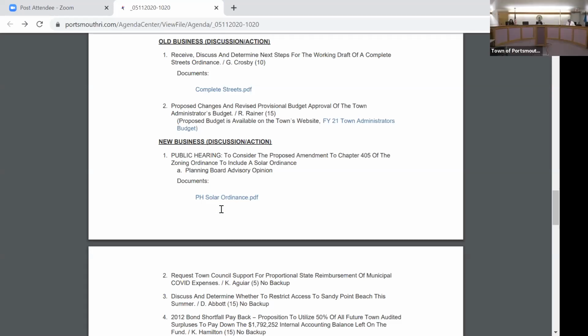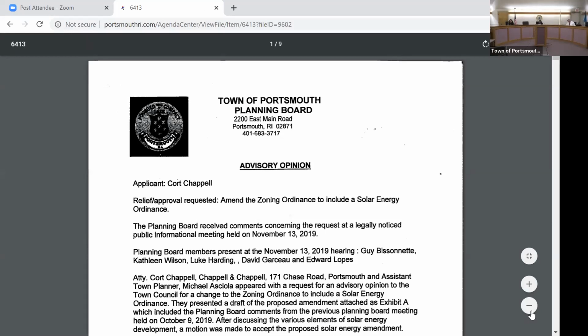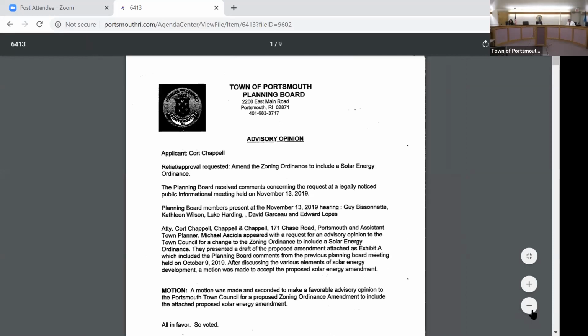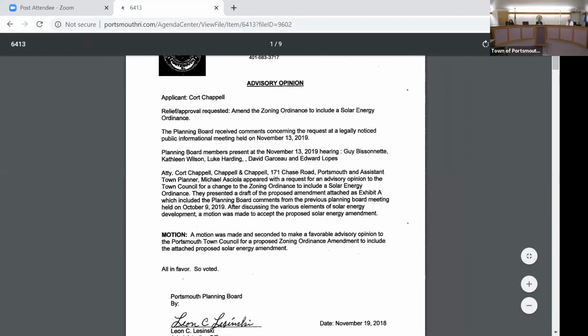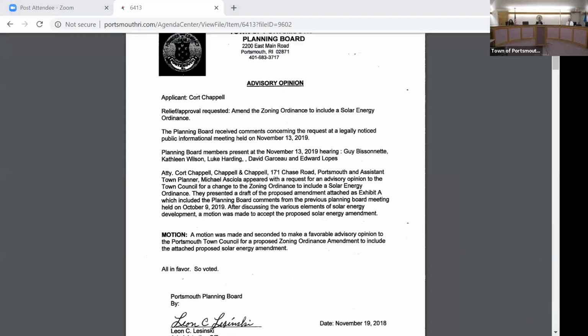We will have a public hearing to consider the proposed amendment to chapter 405 of the zoning ordinance to include a solar ordinance. We did have an advisory opinion from the planning board. Mr. Chappelle should be here. Yeah, I saw his name earlier. Yes, there it is. Yep, there he is. Oh, okay, we got 2 comments.